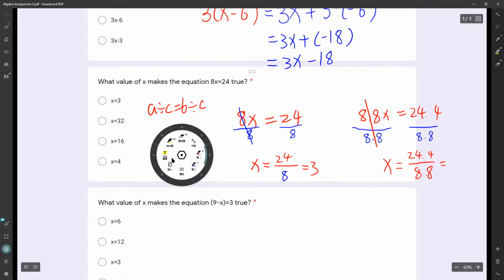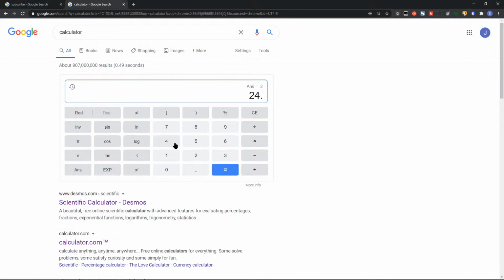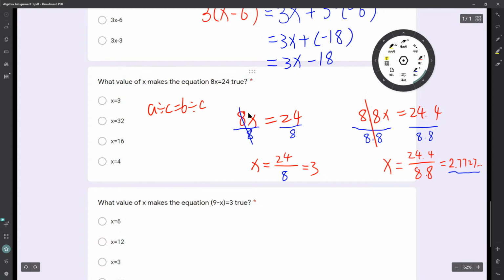And you can easily use a calculator to find out the answer. So if we do it, 24.4 divided by 8.8, the result is 2.77272727. So 2.7727 and so on. And you can see it's impossible for you to read this. It's impossible for you to actually read the result, right? And this is just one example of why we should switch to algebraic thinking and use the algebra method. Okay, so we can solve this.